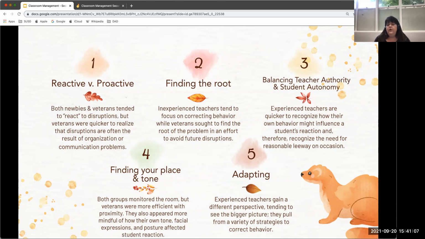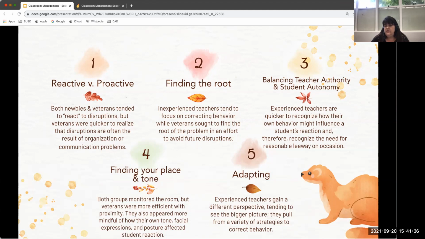But veterans were quicker to realize that the disruptions are often the result of organizational or communicative problems, and try to rectify that situation by getting to the root. And that's actually one of the trends that you're going to see with all of these findings, is that veteran teachers had a tendency to try, which is number 2, to get to the root of the problem, to find what's going on with this kid? What can I do to prevent future disruptions from happening?